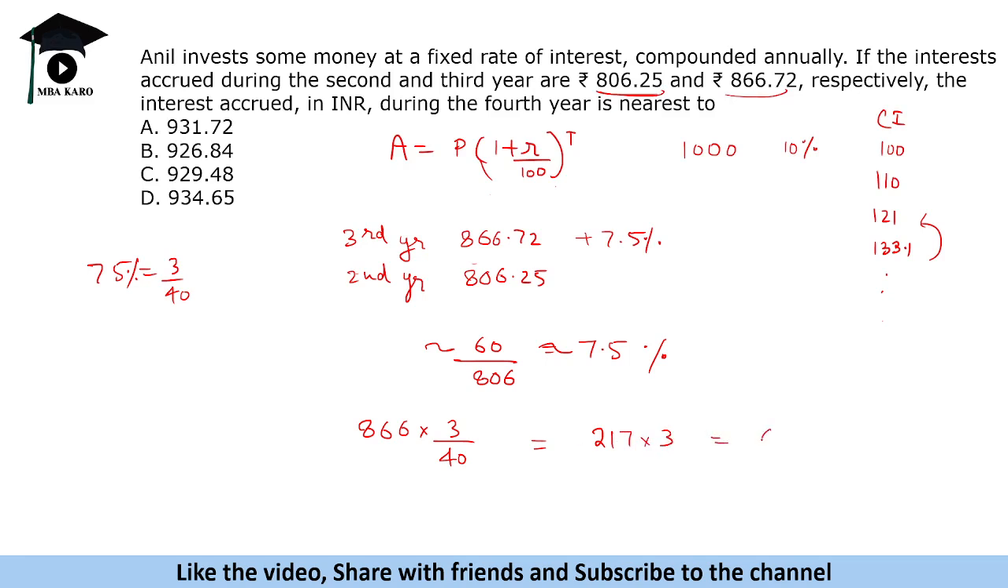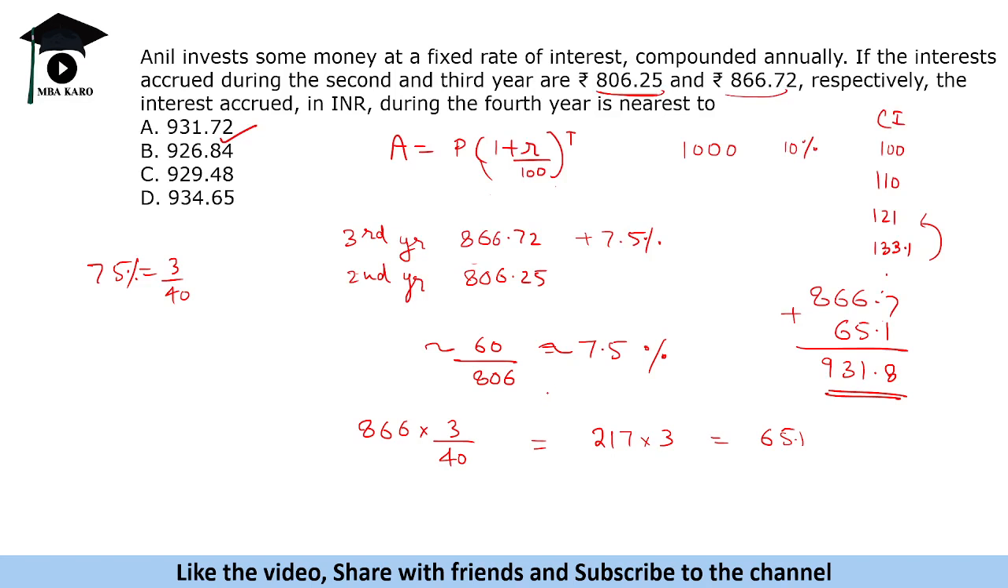Just very rough calculations, that is 651. So we need to add 65.1, right? Roughly add 65.1 to 866, so we get 931.8. So somewhere close to 931.8. This is the closest value that we will get. So you will have an increase of 7.5%. Rough calculations needed in this, you could have done and got the answer.